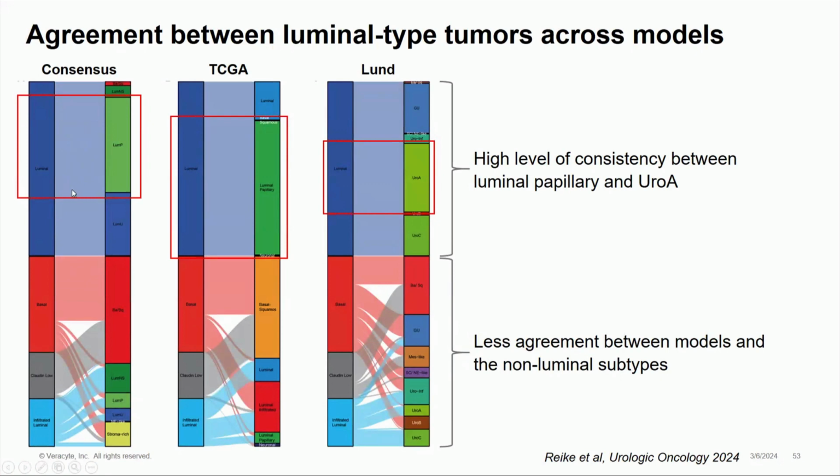in our cohort. Here you can see that luminal papillary for consensus and luminal papillary for TCGA are very consistent with our luminal tumors. UroA is consistent with our luminal tumors. We're just picking the biggest groups here for the purpose of illustration. But there's definitely less agreement between models in the non-luminal subtypes, and the more granular the model is, the less agreement there is.